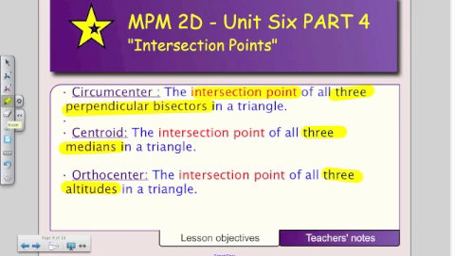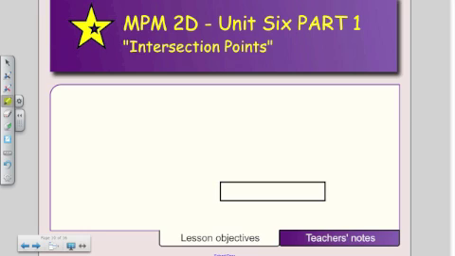Okay, those are going to be very important, and the majority of your marks on your assignment are going to be based on the circumcenter, centroid, and orthocenter of a triangle. Let's just see what these concepts actually look like.